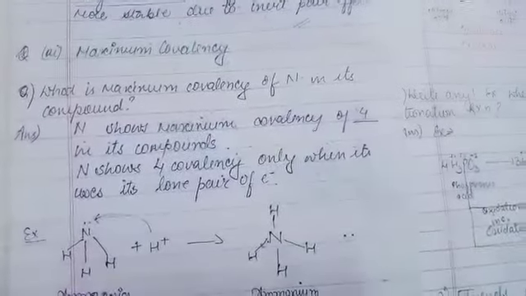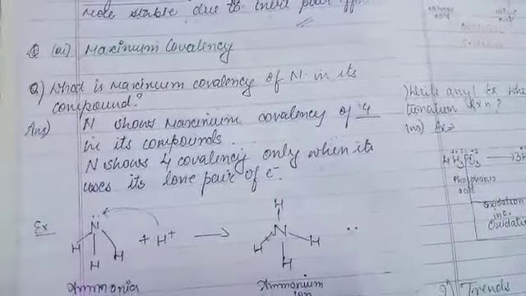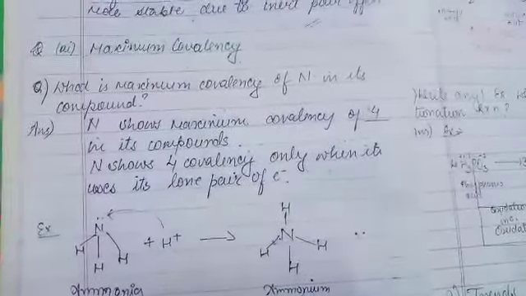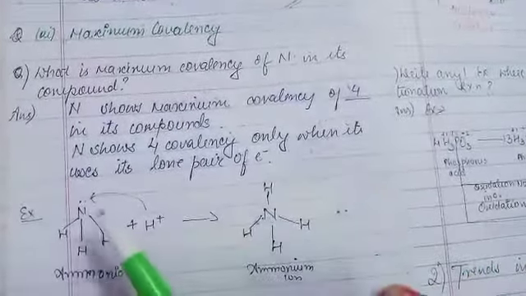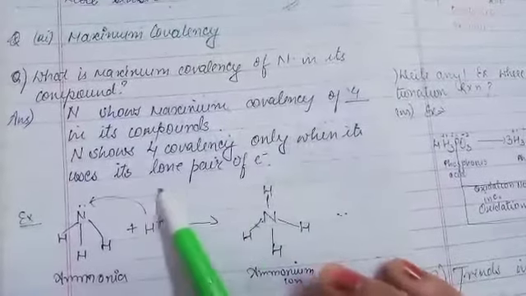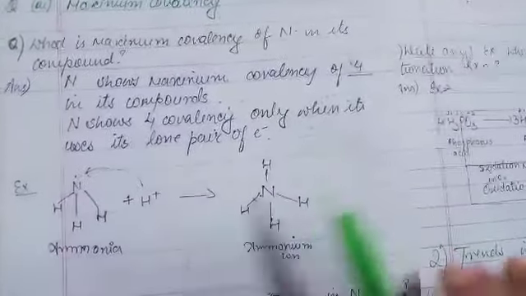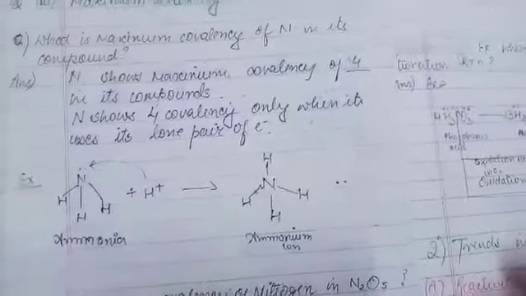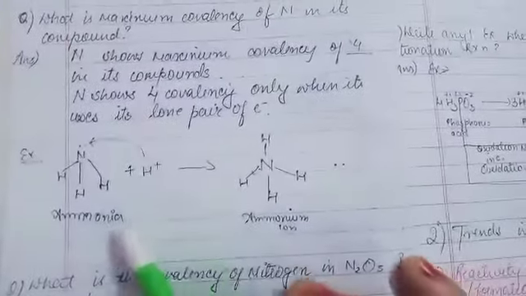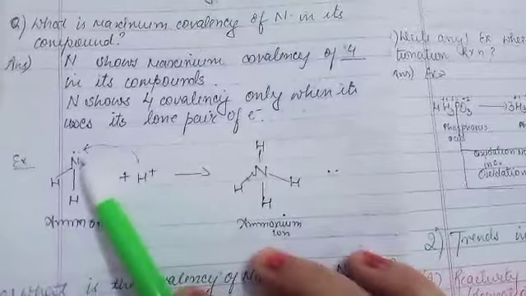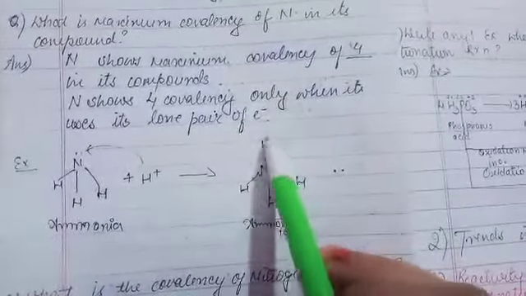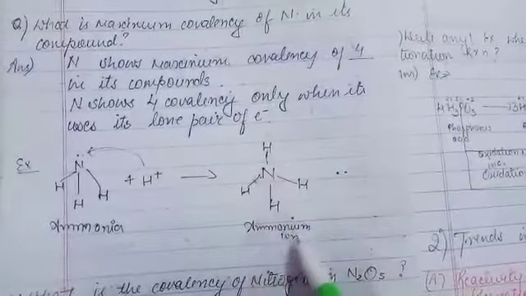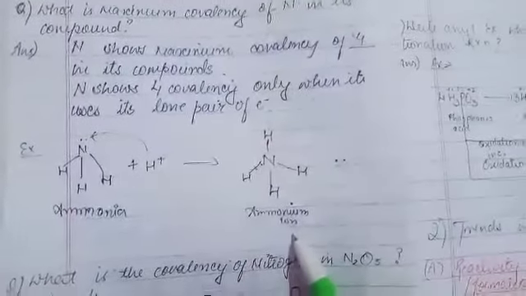You know it shows oxidation state up to +5, but covalency सबसे ज़्यादा maximum कितनी show करता है? That one is 4. Okay, तो N shows a covalency of 4 only when it uses its lone pair of electrons. So when it uses its lone pair, then it shows a maximum covalency of 4. Just see ammonia. After gain of this one, because a lone pair is present, तो ये किसके साथ attach हो जाता है? That one is hydrogen. So this one is the ammonium ion.